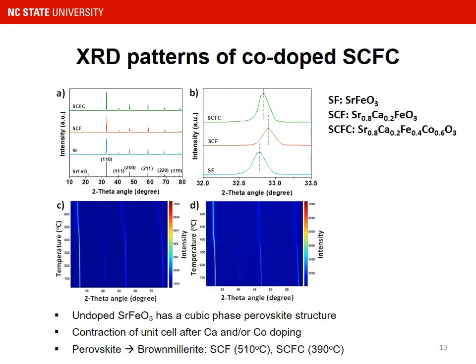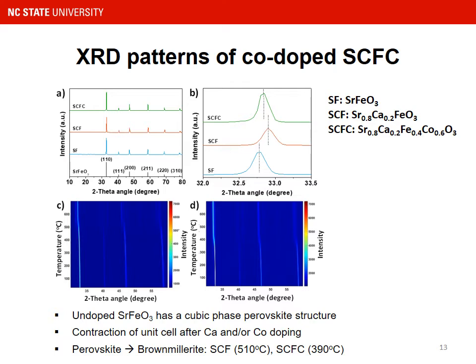We did XRD characterization of the strontium ferrite samples. It shows that both the pure and the calcium-cobalt doped samples show a perfect perovskite structure. There is some lattice contraction due to doping of calcium because calcium is smaller compared to strontium.